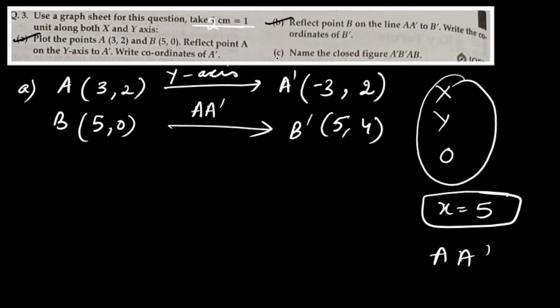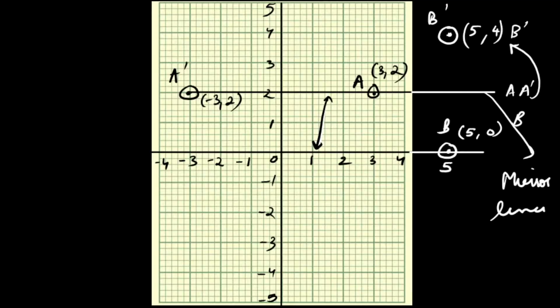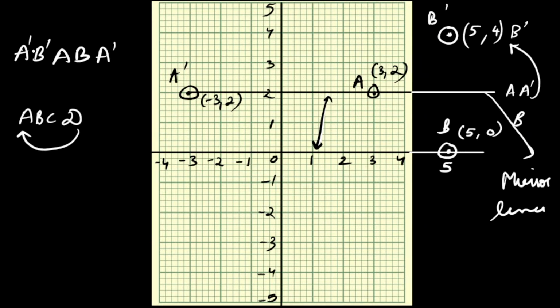So B is done. Then name the closed figure A dash B dash AB. In this order only we have to join A dash, B dash, A, B. Sometimes it is not mentioned that you have to join the last point to the first, but still you have to form a closed figure. When we say quadrilateral ABCD, it's understood that point D we will join with A. So don't get confused. Always join the last and the first, then only we'll get the closed figure.